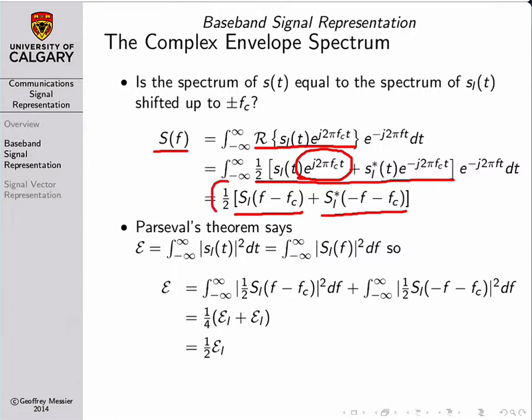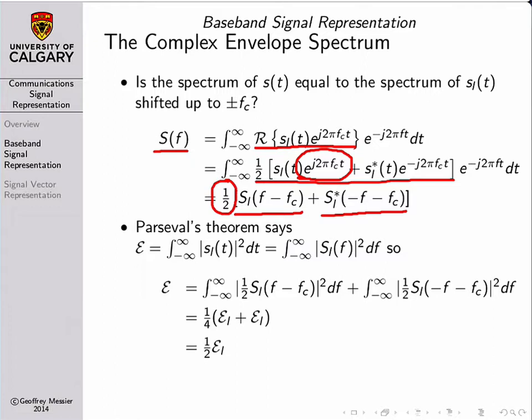We have this factor of 1/2 basically from our real operator, and it allows us to make sure that we satisfy the relationship between the energies of the passband and the signal and its complex envelope.